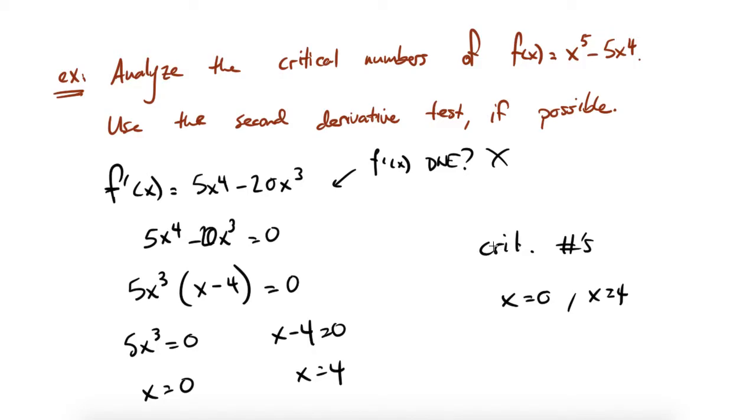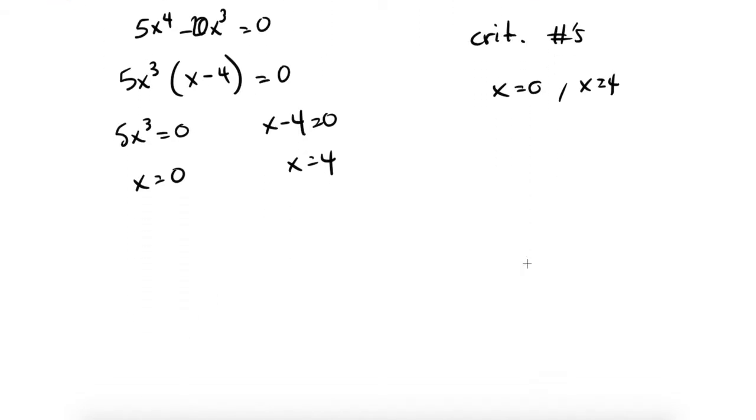Okay, so now the question is, do these go with maxes or mins? So if I want to do the second derivative test, let me go ahead and just get another color because I've got kind of a lot written here. So the second derivative test says that I take my critical numbers and I plug them directly into the second derivative. Okay, so I'm going to take 0, I'm going to take 4, I'm going to plug them directly into the second derivative and see what they spit out. So I'm going to need the second derivative.